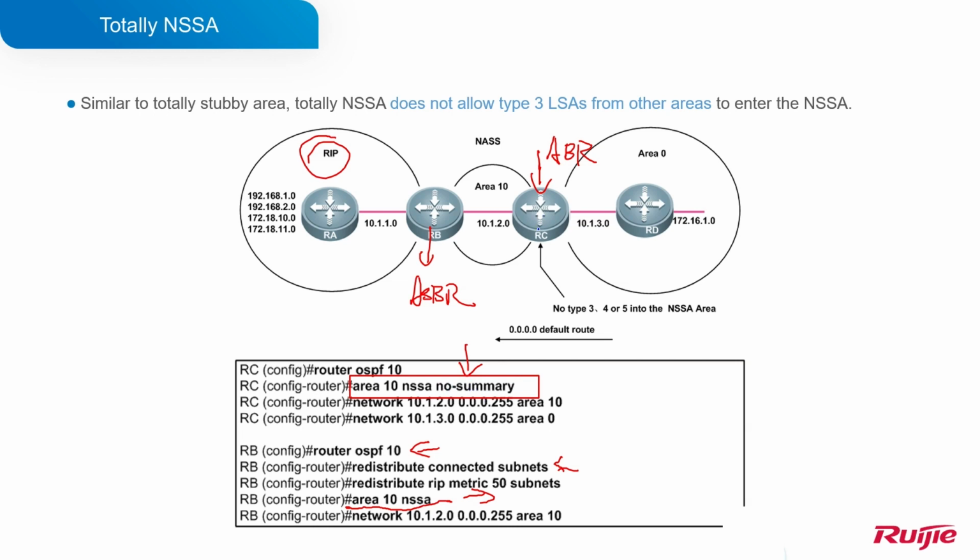So if we add this command on the ABR device, it does not allow type 3 LSA information from other areas into the NSSA, right? And we can just use the 0.0.0.0 default route to access other areas and, of course, to access the external network, with the backbone area or other non-backbone areas. Okay, we can't receive type 3, type 4, or type 5 information into the NSSA area. Okay, so this is the totally NSSA area.